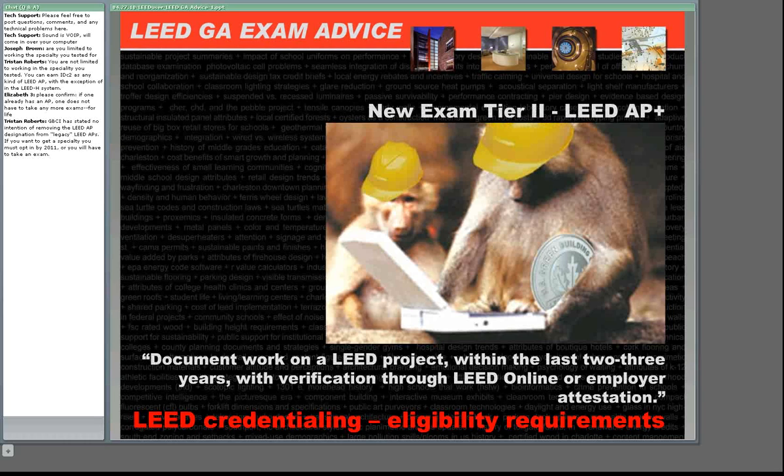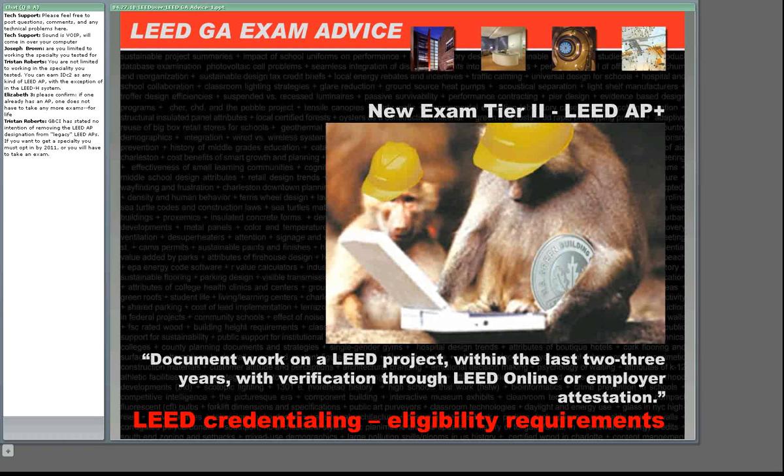Anyway, to get to the LEED AP specialty, you have to document work on a LEED project within the last 2 to 3 years, with verification either through LEED Online or employer attestation. Most people are doing this through a letter from an employer, and I'll show you an example of that. In our firm, we created just a stock letter that says you have worked on this project, and we could fill in the details for those people that have worked on the projects. But the key thing is, you cannot get this level without working on a LEED project in some shape or fashion. So they become much more restrictive on Tier 2, although most people can still take Tier 1.